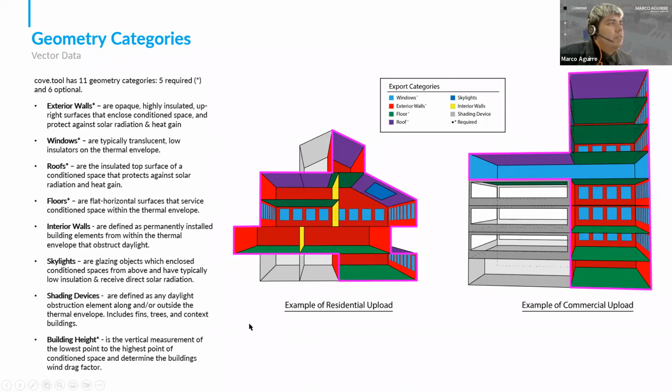For the vector data of information, all the geometry that we need is primarily going to come from your model. So exterior walls, windows, floors, roofs, those are the minimum requirements set up within your building. But you can also include other categories like interior walls, skylights, shading devices, building heights. I think our most recent Revit plugin has a couple of new categories, which will all be taken into account when we set up your 3D environment.